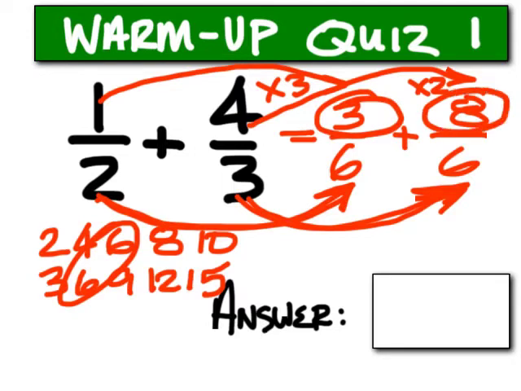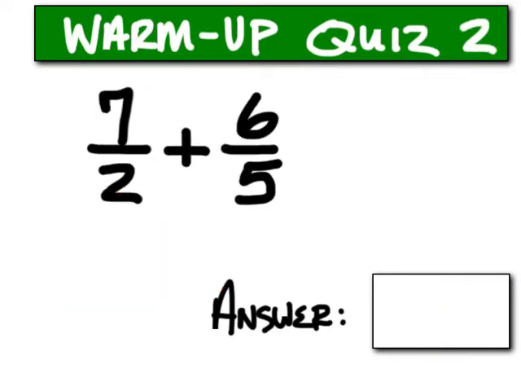Add this and this together, and you'll get an answer of 11 over 6. Warm up 2, 7 over 2 plus 6 over 5.